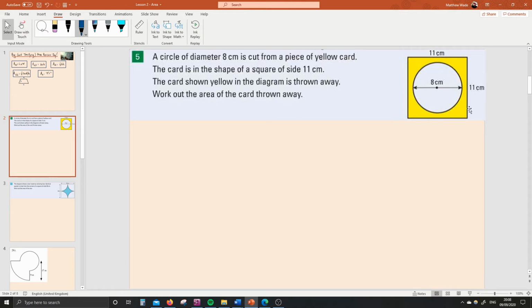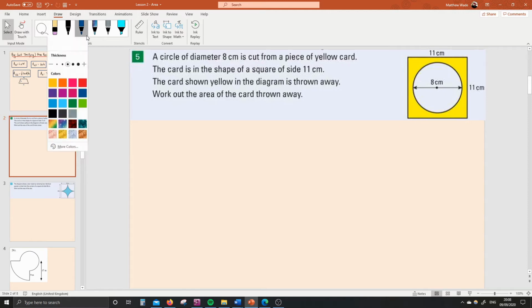If we're after this yellow area, here's what our strategy is going to be. You can find the area of the whole yellow card, so that square, including the circle in the middle that is cut out, and then we can take from that the area of the circle. So that's going to be our strategy. So let's use our strategy then.